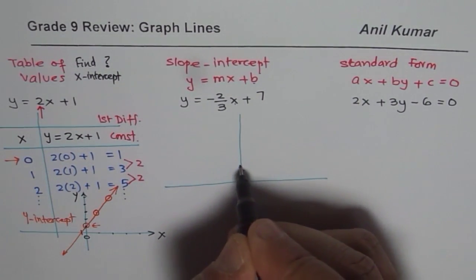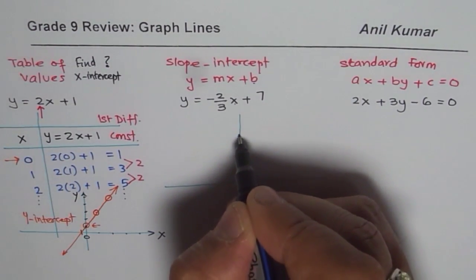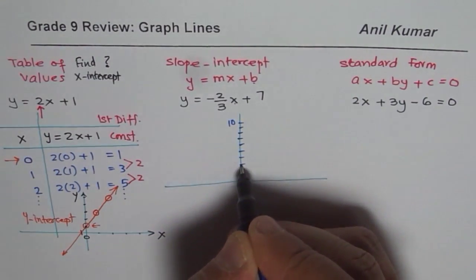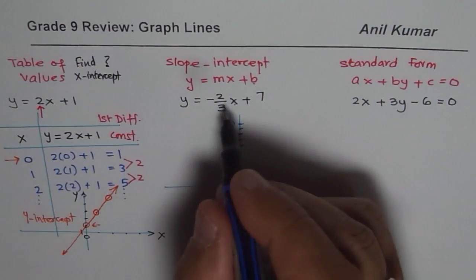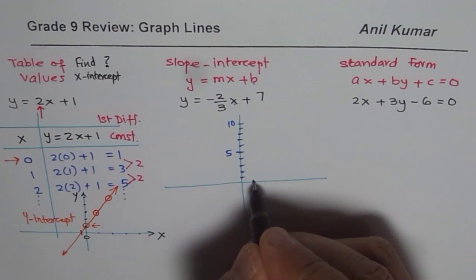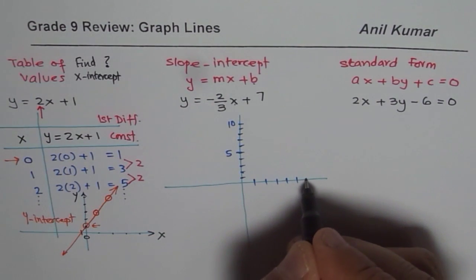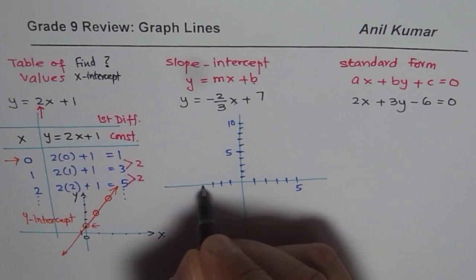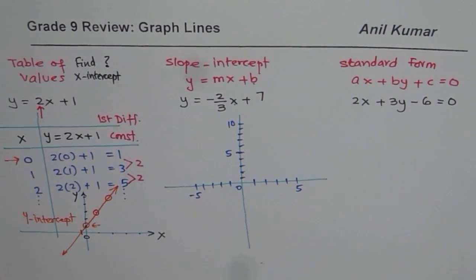1, 2, 3, 4, 5, 6. This is 7 for me, right? 8, 9, 10. So let us say this is 10. 1, 2, 3, 4, 5. This is 5. Okay, so that is my scale. And on the x-axis, let me say 1, 2, 3, 4, 5. Right, this is 5. And on this side also 1, 2, 3, 4, 5, minus 5. Now of course that is 0 for us.